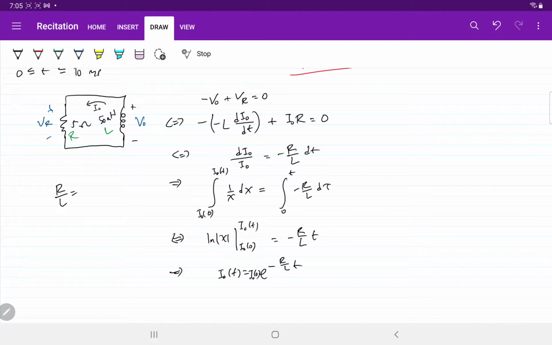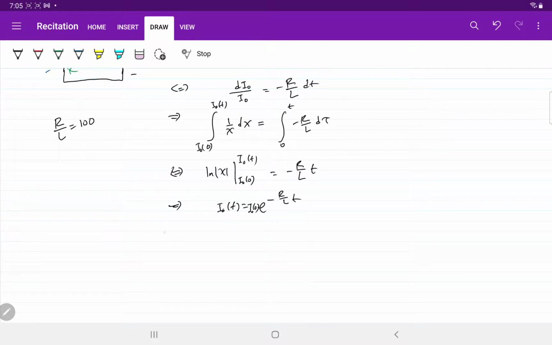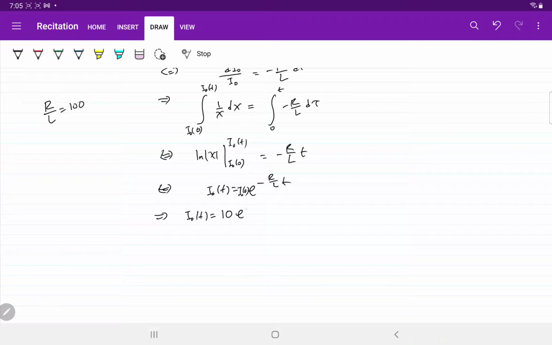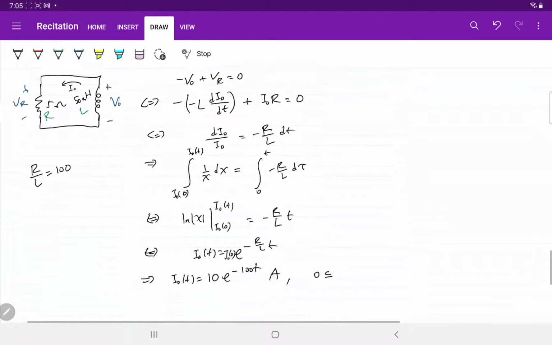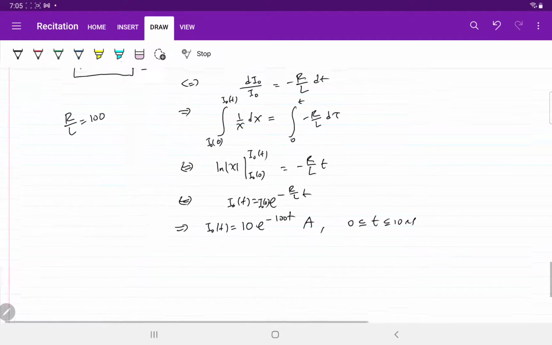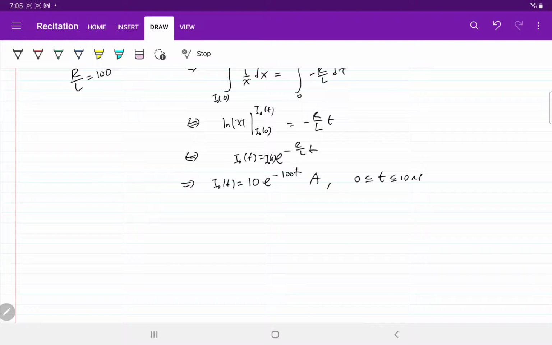100. So I0 of t is I0 of 0, which is 10, e to the power minus 100 t amps. Okay, don't forget the unit, amperes, and this equation holds for t between 0 and 10 millisecond. So don't forget, we need to compute I0 at 10 millisecond, right?